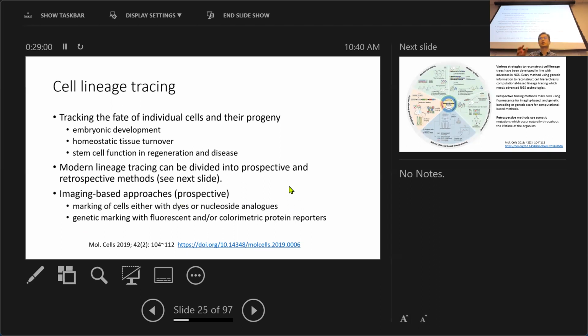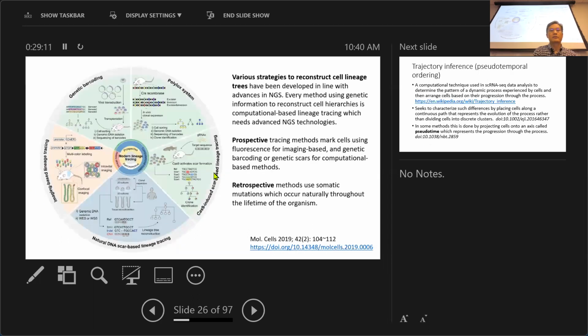In cancer study, you want to trace the cancer. And sometimes people sequence the DNA to find the mutation accumulation across time. Anyway, there are many different methods that have been developed, and different kinds of signals you can use to track the change of cell populations.